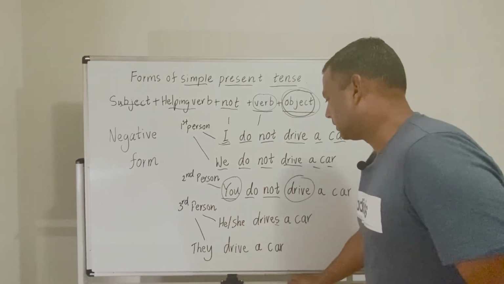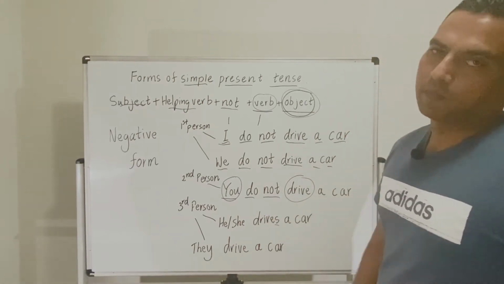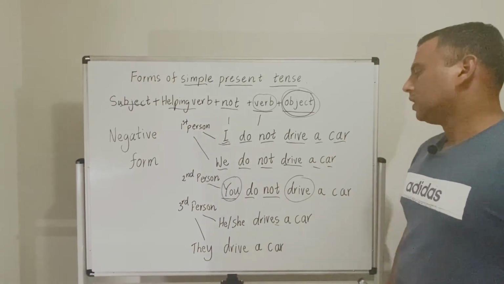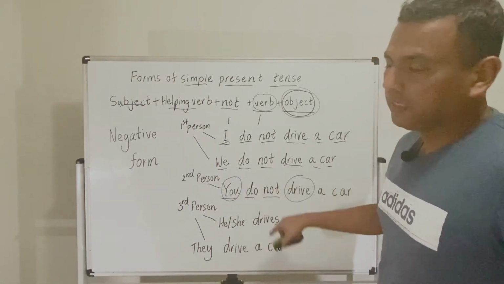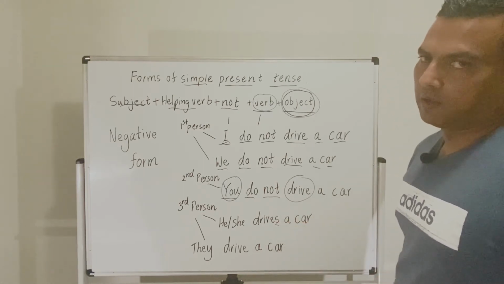Now let's look at the third person, he or she. So here, what do you reckon? Can we write "do" now? We have to now add "es" to the end of the "do", going by the same rule.